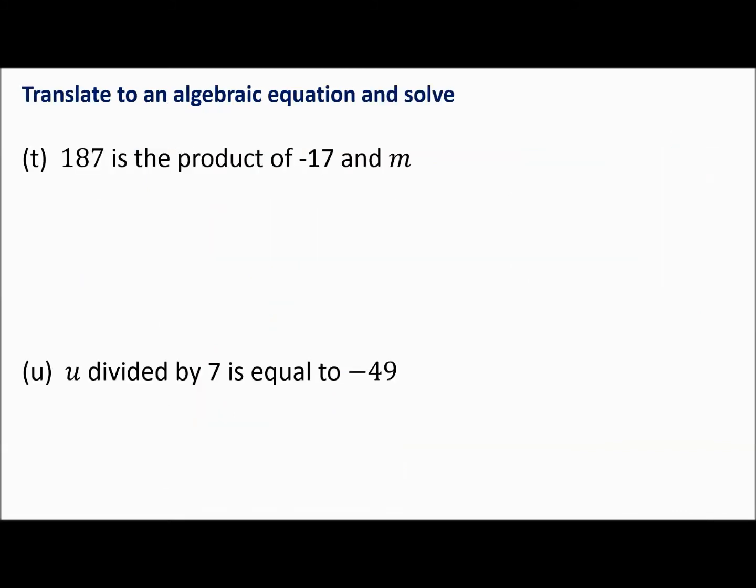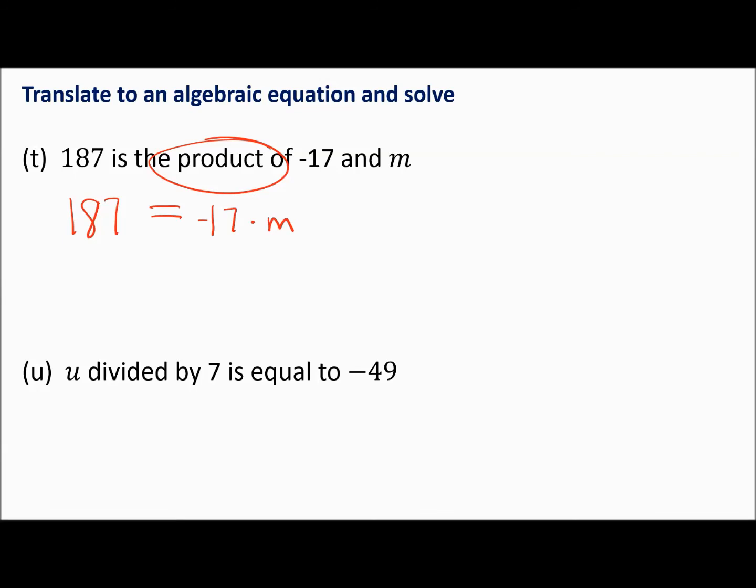Now, we've got some word problems to do. Remember, we're translating algebraic phrases, which are now equations, and then we're going to solve them. So, 187 is, now is means equals, the product. What does product mean? Remember? It's multiply. Yes. So, the product of negative 17 and m. So basically, we have 187 equals negative 17m.